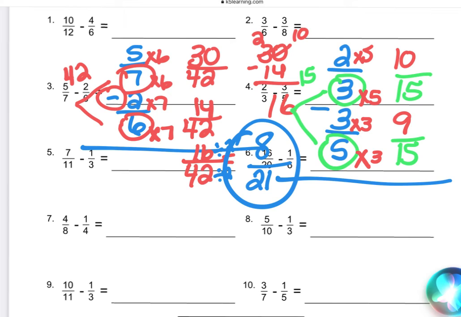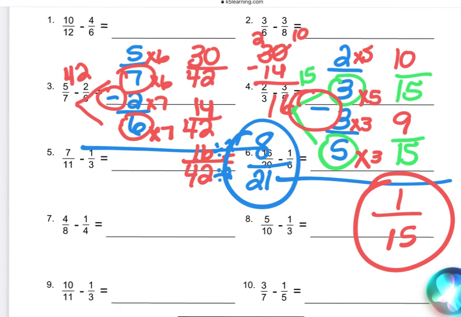And then you're ready to work your operation. It says subtract. 10 minus 9 is 1. I keep my denominator of 15. My answer is as low as it'll go because my numerator is 1. I'm going to work one more with you, and then I'm going to let you work the rest by yourself. Pay close attention to what I do and see if you catch on to anything.